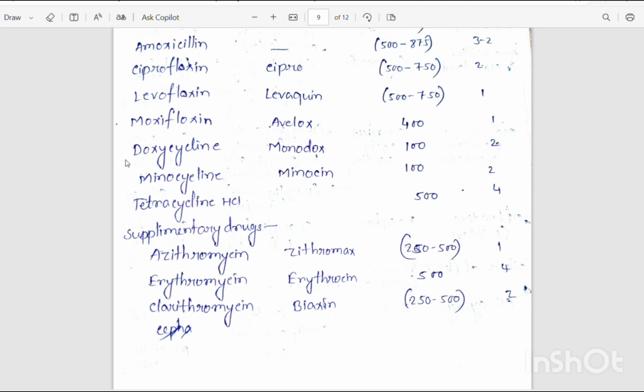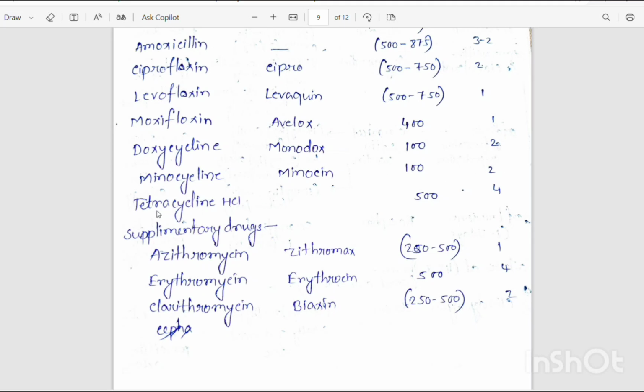Then doxycycline. The brand name is Monodox. The dose is 100 mg, taken twice in a day. Then the next one is minocycline. The brand name is Minocin and the dose is 100 mg, taken twice in a day.